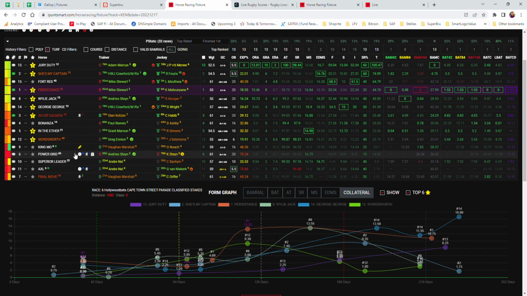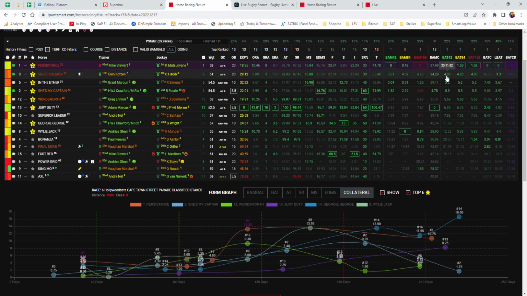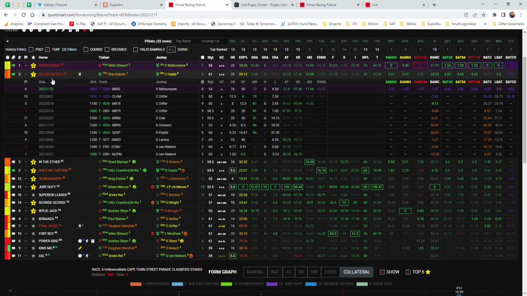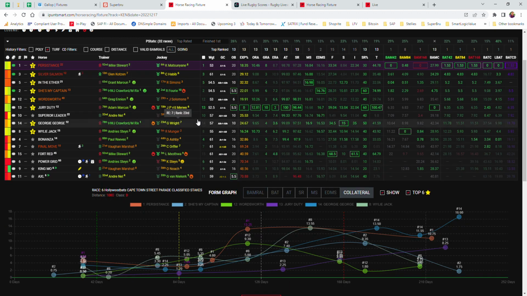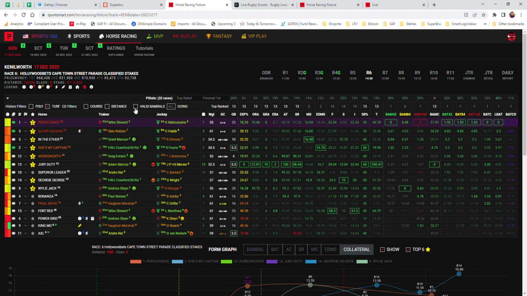And then another interesting runner for me, just purely based on the bat 42 runs form. On second, just behind Persistence, is a horse called Silver Salmon, also dark red for Mr. Kotson, that has been untrained sufficiently from a 96 merit rating to a 73, 23 points gone missing, 11.5 kilos gone missing, and it might just be time to find those kilos again. Moving on to the next.